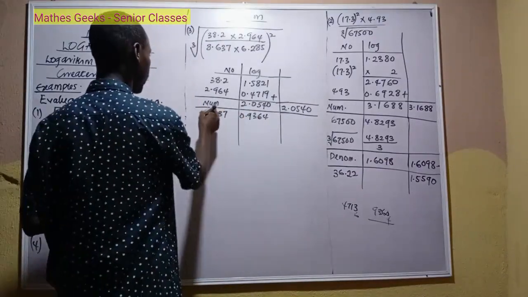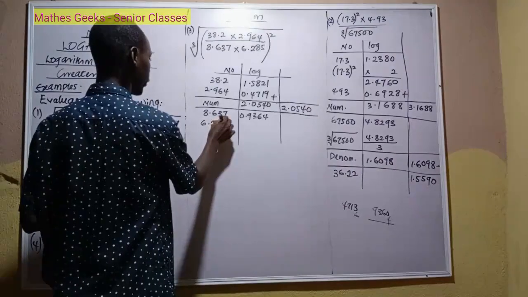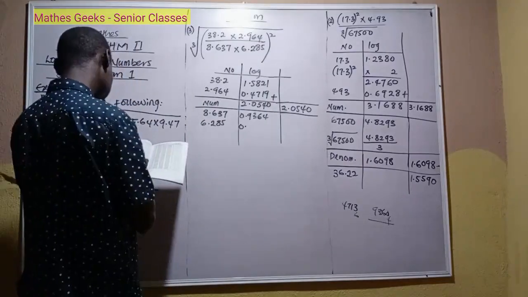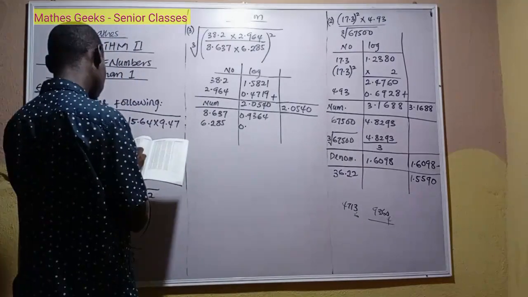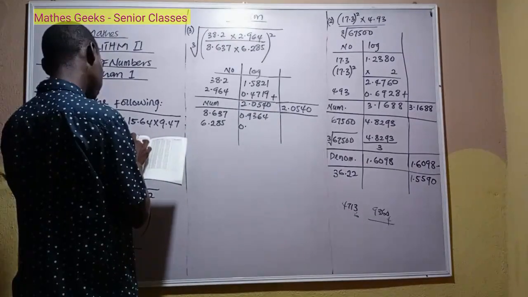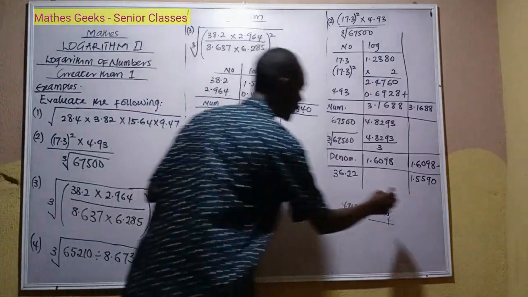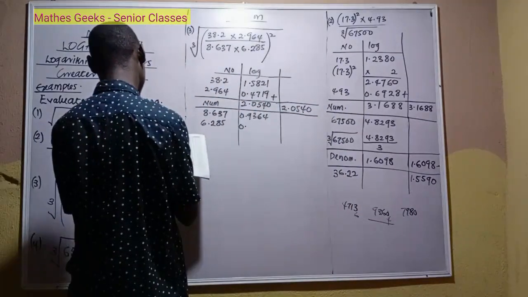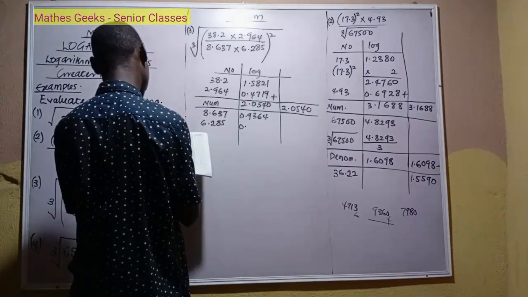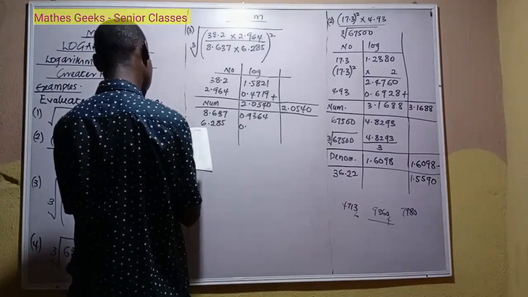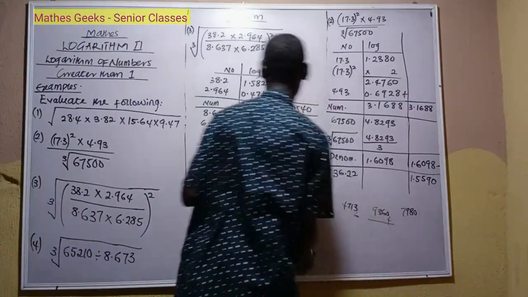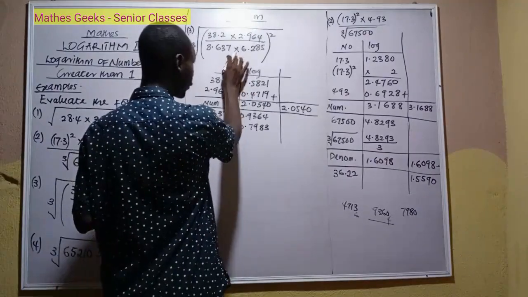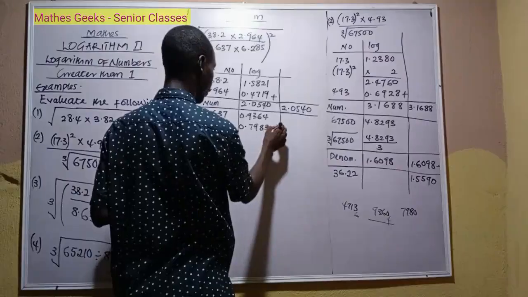9064. The next number, 6.285, 0.62 under 8. 62 under 8 will give us 7980. Difference 5, 62. Difference 5, that's 3. 7983. So since we have multiplication between two numbers, we add also.